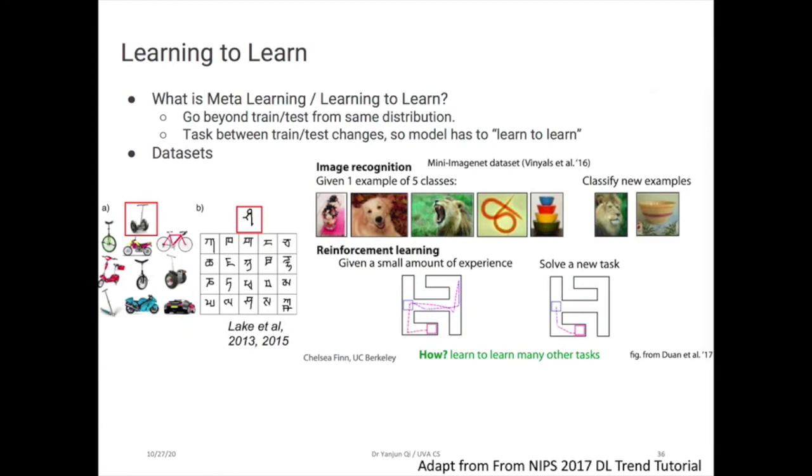So very classic are few shot learning, zero shot learning, meta learning. So in the end, you just want to go beyond what your training data provides you. Hopefully, the learned model can generalize more beyond the training tasks.